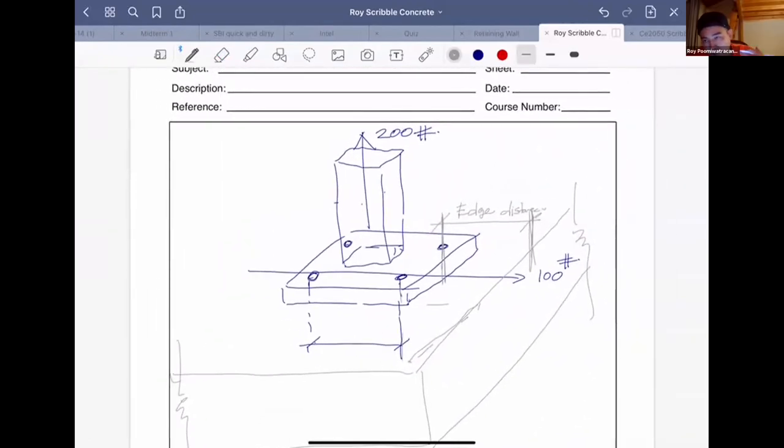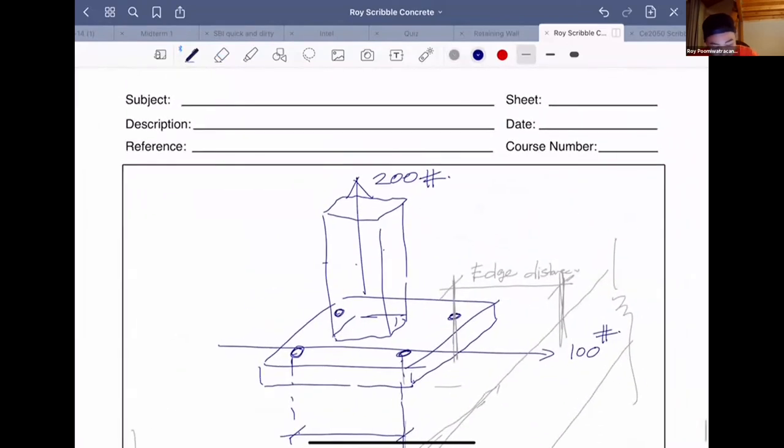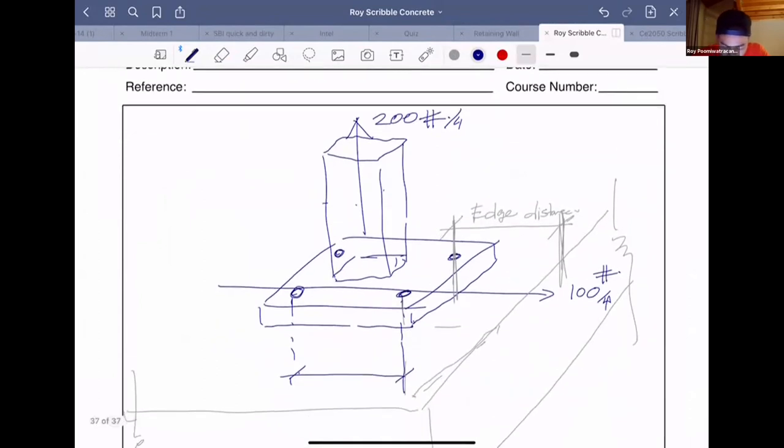But let's take an approach of what if it was one anchor, that you were to maintain. Essentially, if that is the case, you take all of these divided by four, divide this by four, divide that by four, and then you look at it as a single anchor. Make sense? As long as, remember, the cone distance doesn't overlap. Exactly.